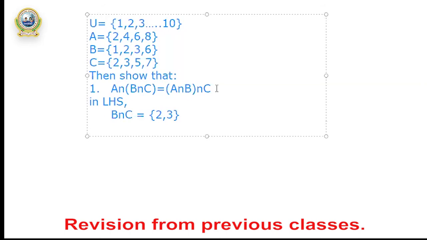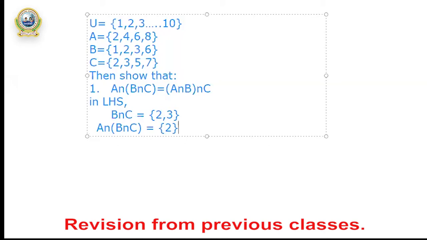Now since we have B intersection C and we already have A, then can we now find A intersection (B intersection C)? See, now we already have A, right? And we have to find the intersection. In A we have 2, 4, 6, and 8, and in B intersection C we have 2 and 3. Good. So what would be the answer for A intersection (B intersection C)? 2. Very good.